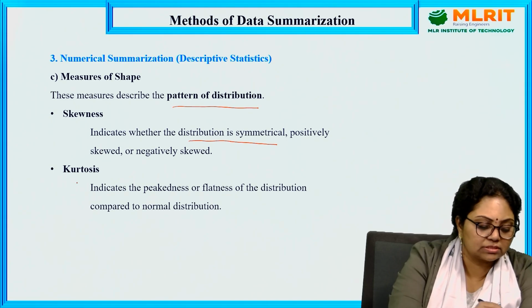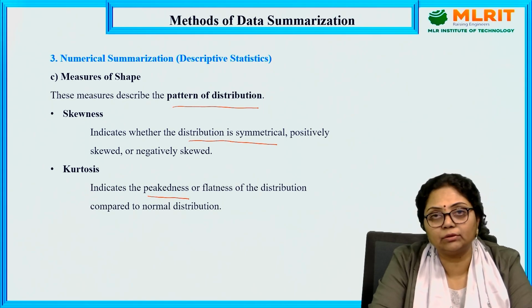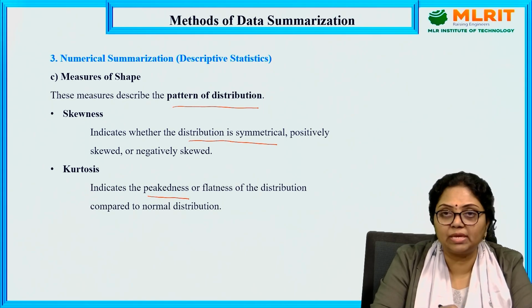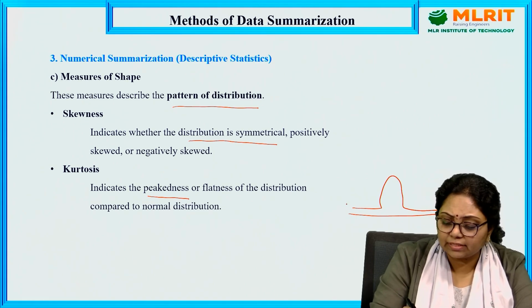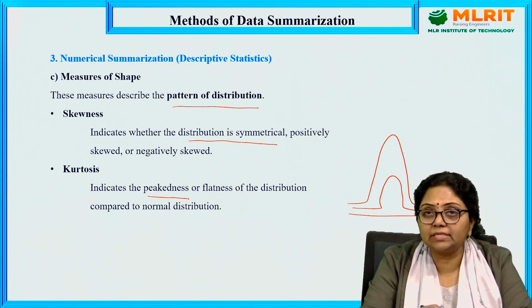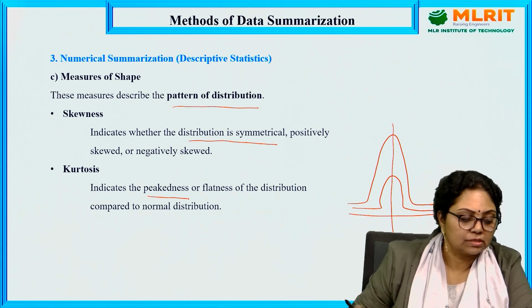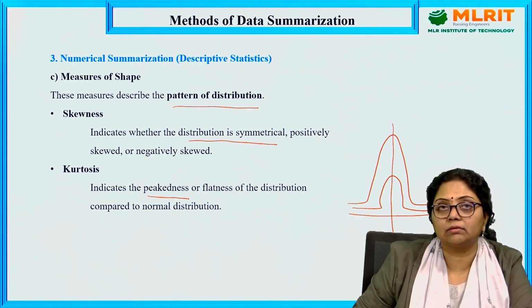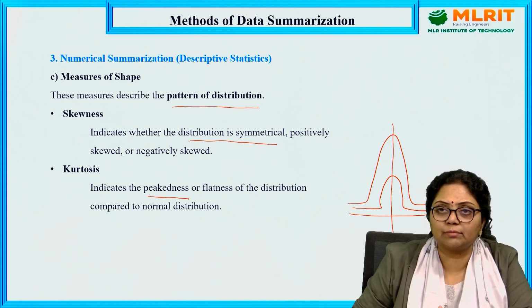Now kurtosis. Kurtosis indicates the peakedness or the flatness of the distribution compared to the normal distribution. Say, for example, the normal distribution is something like this, and we want to know the peakedness. Suppose we have a data set like this. In order to find out the peakedness or the flatness with respect to this data, we use kurtosis. So these are the numerical summarization methods, or simply descriptive statistics, used to summarize the data, where we have first the measures of central tendency.